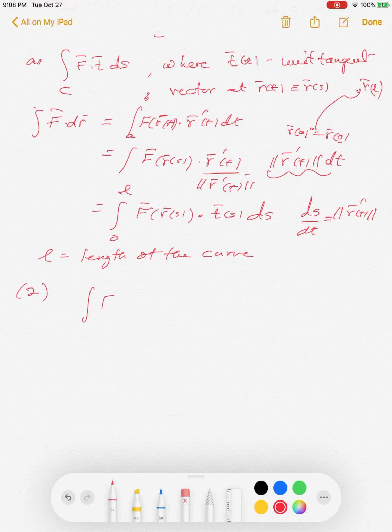So that's just one remark. The second remark is also obvious. If you have two vector fields f1 bar and f2 bar, and you take the integral of their sum dotted with dr bar on a curve, this is exactly the sum of the line integrals of these vector valued functions.